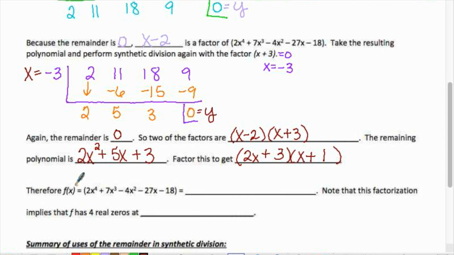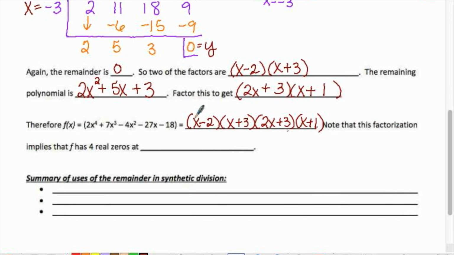So therefore, f of x, the polynomial, is equal to x minus 2, one of the factors that we were given. X plus 3, another factor we were given. 2x plus 3, one of the factors we just found from our quotient, and x plus 1, the other one that we found from our quotient.